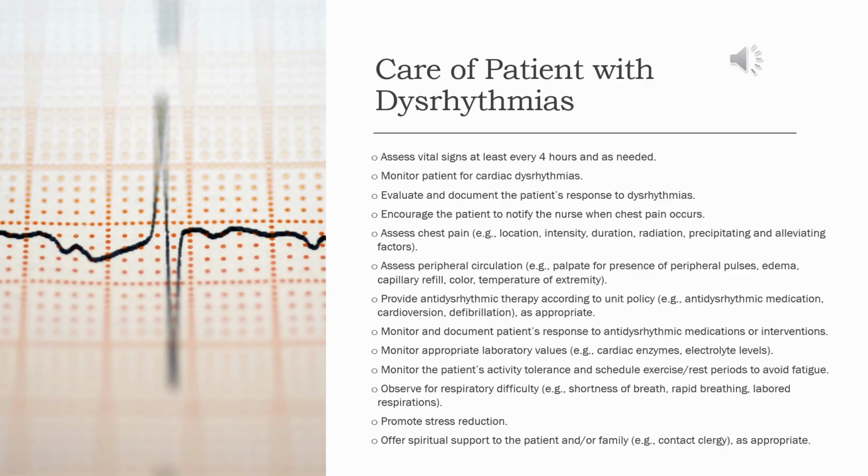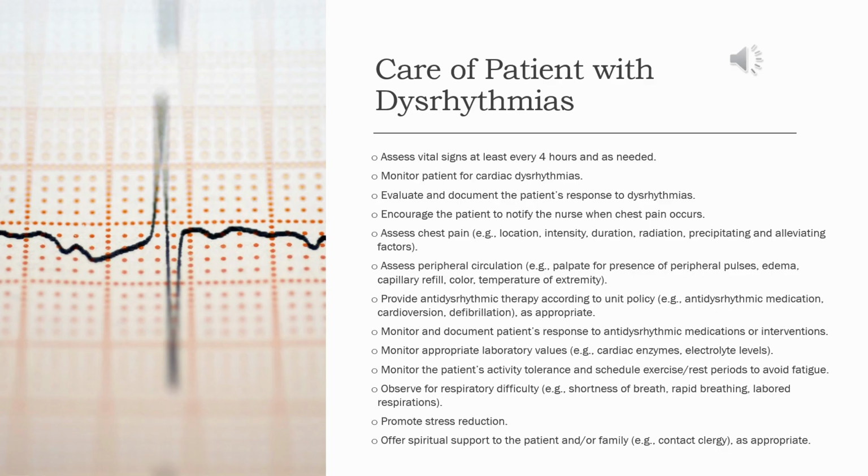Third, we need to look at the circulatory and respiratory assessment. So we need to assess peripheral circulation, including checking for pulse quality, looking for any edema, checking capillary refill and skin color and temperature. Poor circulation can mean that we have a decreased cardiac output due to the dysrhythmia. Respiratory distress is another big concern, so we want to watch out for things like shortness of breath, labored breathing, or rapid respirations, because dysrhythmias can cause pulmonary congestion or a decrease in oxygenation.